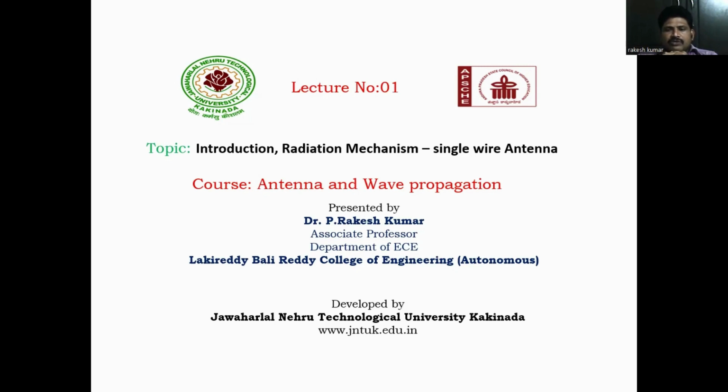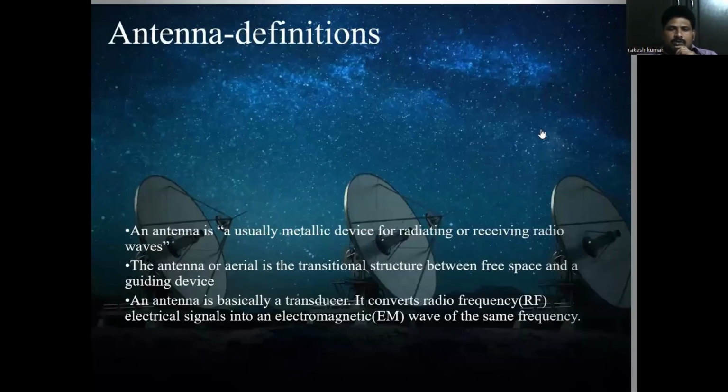There are so many definitions of antenna. Coming to the definitions of the antenna, an antenna is a metallic device which is used to receive or transmit electromagnetic waves. That is one definition. And the other definition of an antenna is a transmission structure between free space and guiding device.